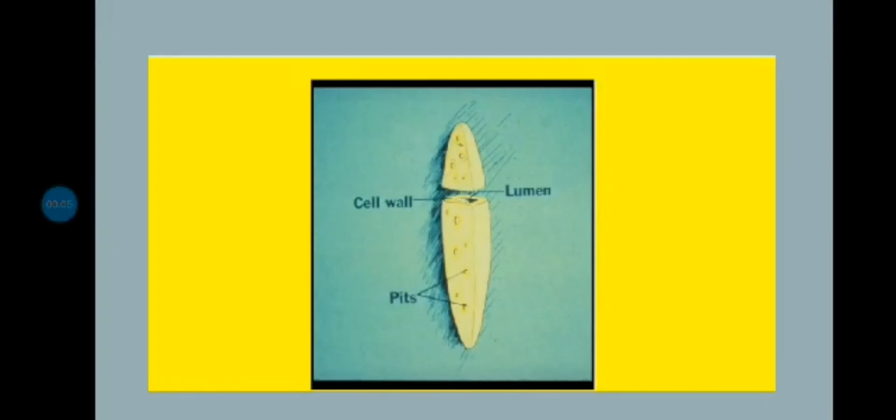Good day everyone, I am Noemi Montenegro and my topic is all about the ultrastructure of wood. So this is a picture of a single softwood tracheid. As you can see, the pits are on the side walls and the lumen is inside the hollow cell.